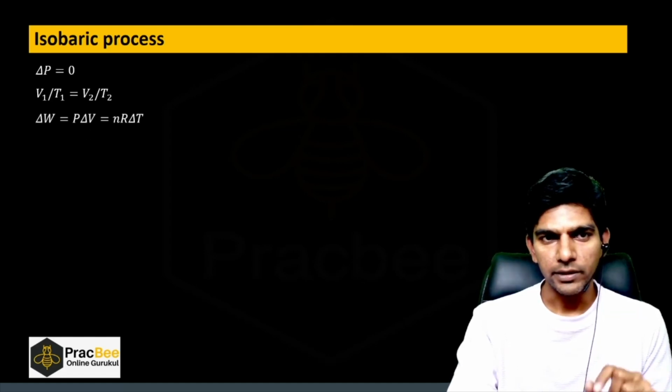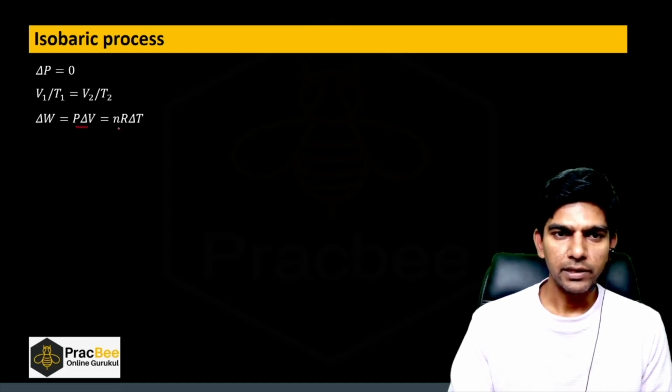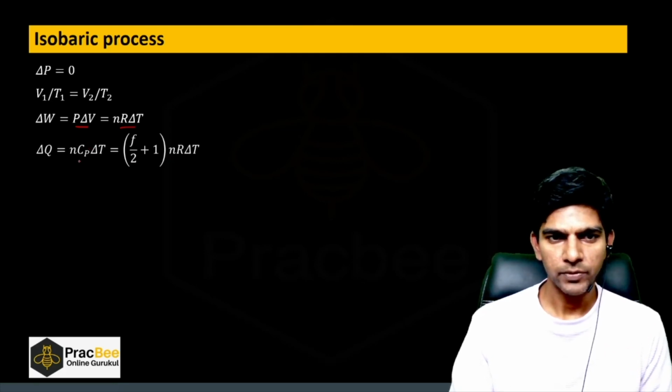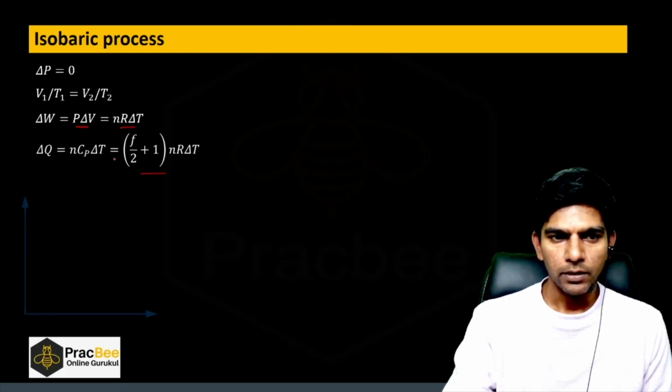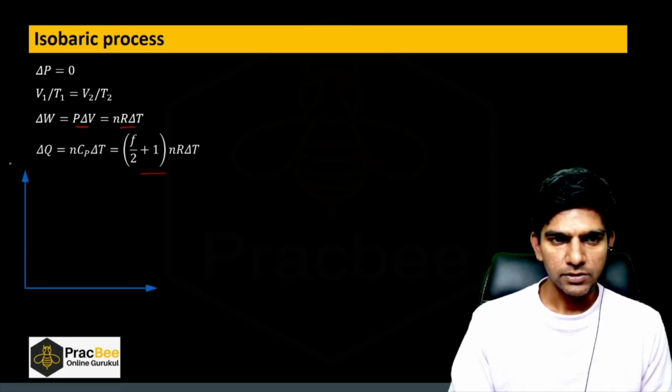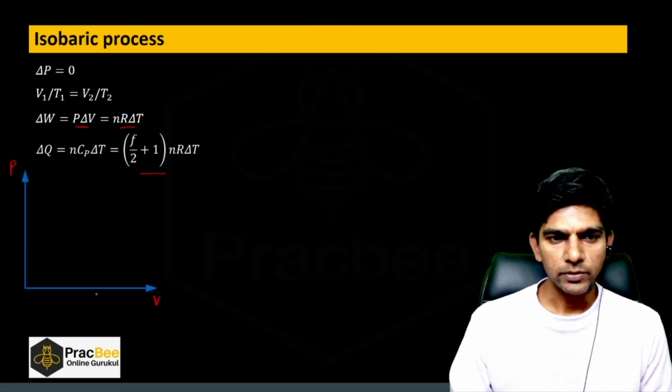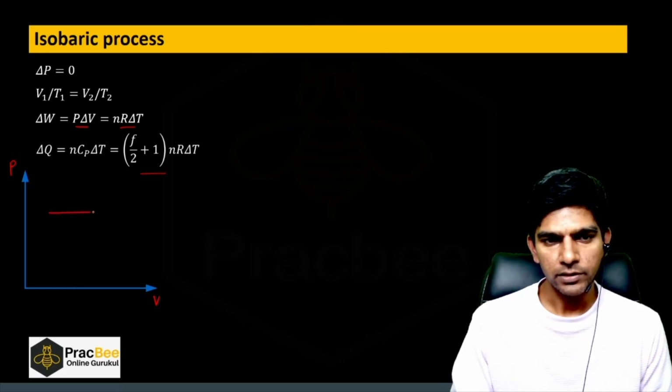Now, work done in isobaric process will be given by P delta V, which is nR delta T, and the heat supplied will be nCP delta T, and we have just seen the CP value, that is f by 2 plus 1 times R. So we should remember this. And if we show the indicator diagram, say pressure and volume indicator diagram, in isobaric process, it will be a graph which is parallel to the x-axis.